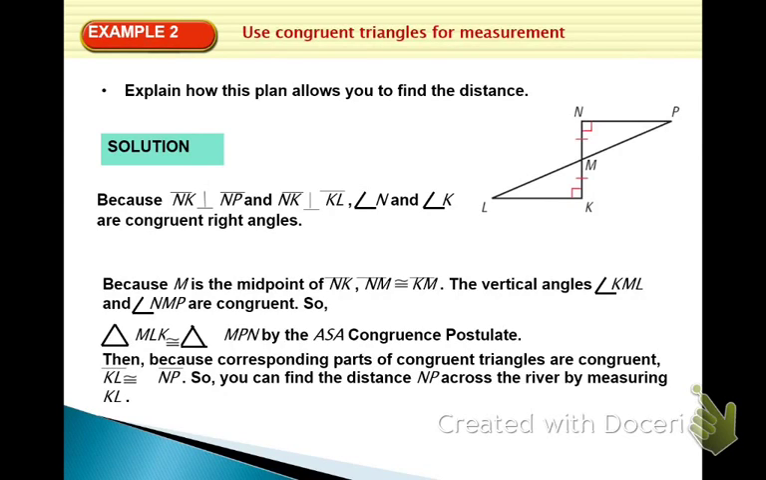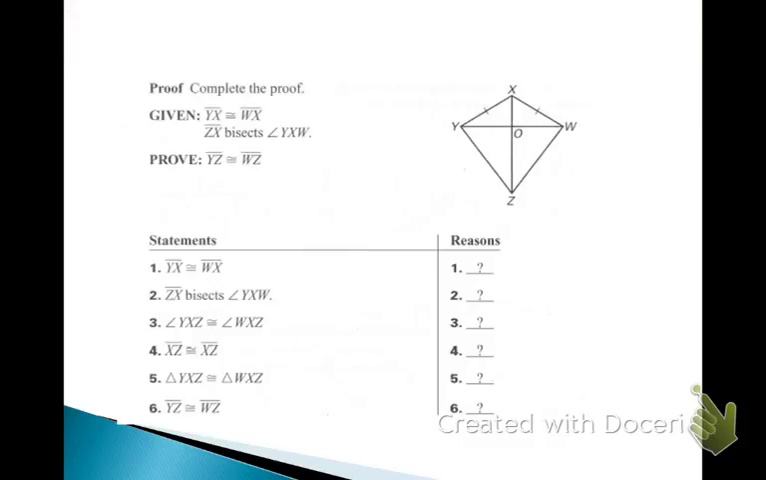Is that example in your notes? No? Okay, so let's not worry too much about it. Let's do this. This is in your notes, right? All right, so complete the proof.